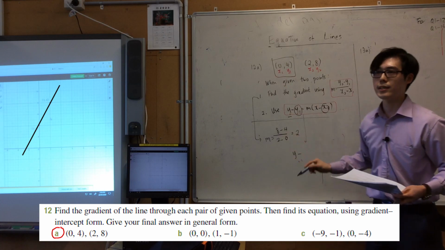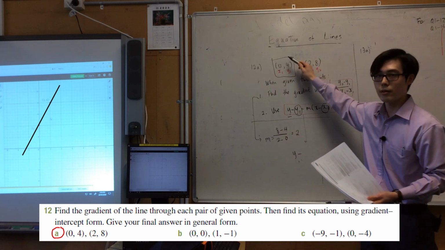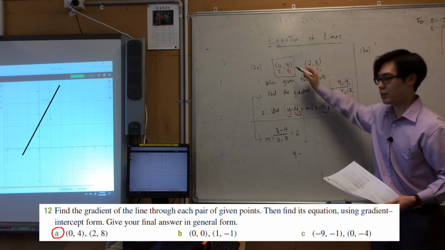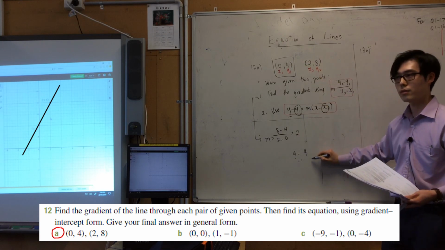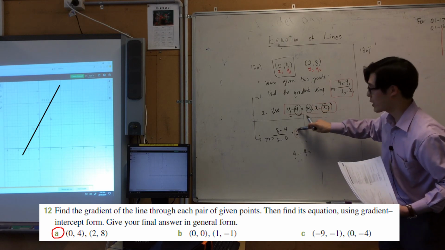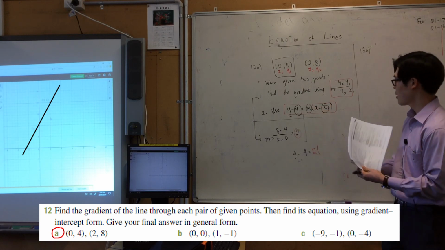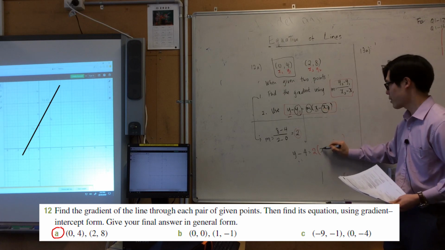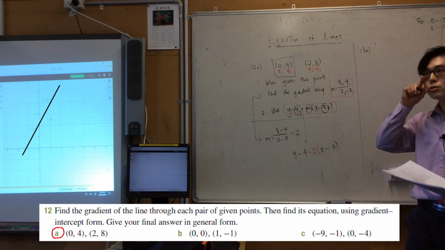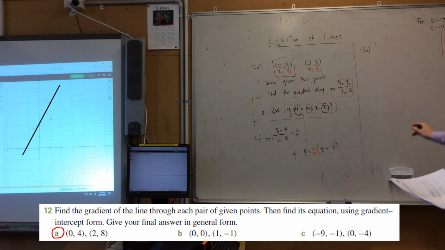Let's pick that one because that's the easiest one to use, because it's got 0. So girls, in this case, my y1 is 4. So you write y minus 4 equals, what's my gradient? Yeah, I just found it. Bracket, x stays the same. You write the x. But what's my x1? 0. Okay. All you need to do now is simplify that.